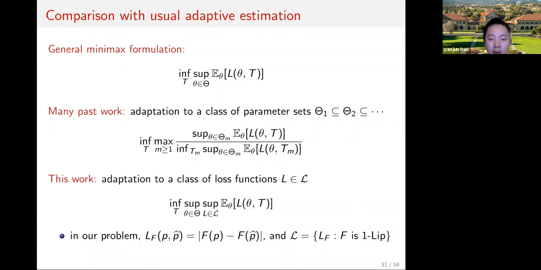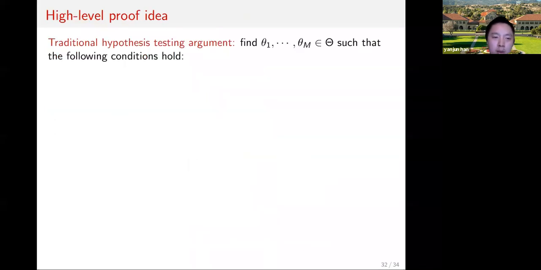So our adaptive estimation problem is different, and we aim to adapt to different loss functions. And then what is the idea? What is the proof idea to show an adaptation lower bound in this scenario? Note that many well-known tools, such as the constrained risk inequality, which works well for the previous formulation, will not work for us. To see why, recall the high-level idea for proving the non-adaptive minimax risk.